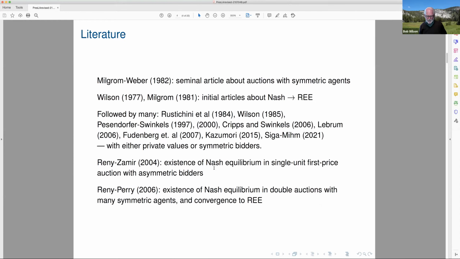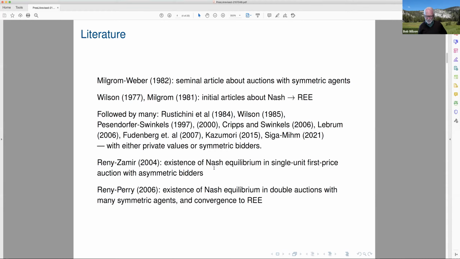So here's just a part of the literature. Of course, so much of the work in auctions deals with symmetric bidders. And Milgrom and Weber is the definitive article about that. He and I had earlier articles in which we were studying a model with symmetric bidders, looking at a large auction with a common value component and trying to establish the conditions for the equilibrium price in the auction. This is a one-sided auction converging to a price that fully reveals the hidden state variable, a one-dimensional state variable.